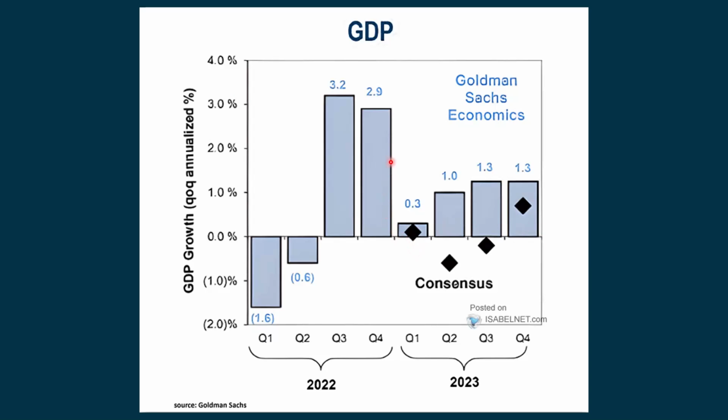They're predicting for the fourth quarter of 2022, we will be at 2.9%. We will still be positive at 0.3% in the first quarter of 2023, and they don't see us going into a recession. These dark diamonds here do suggest that in the second quarter and the third quarter, we will go into a recession, and these are based on other forecasts.